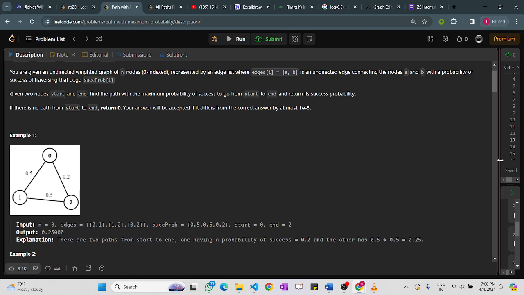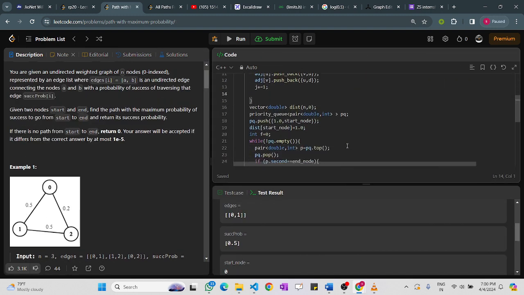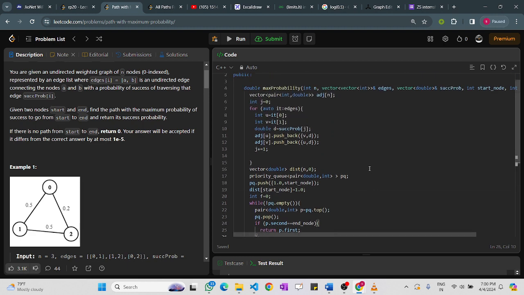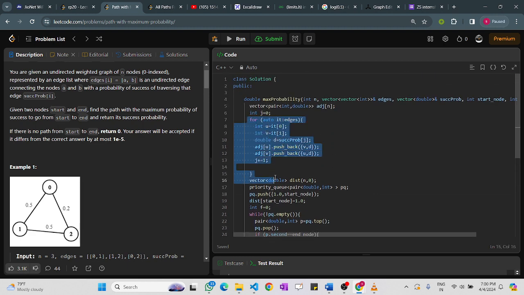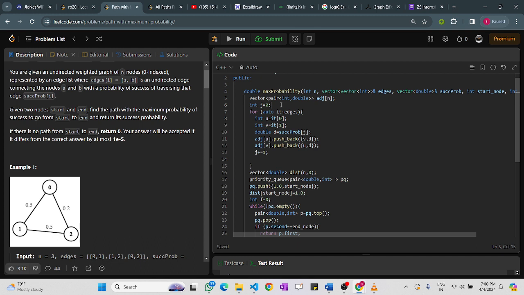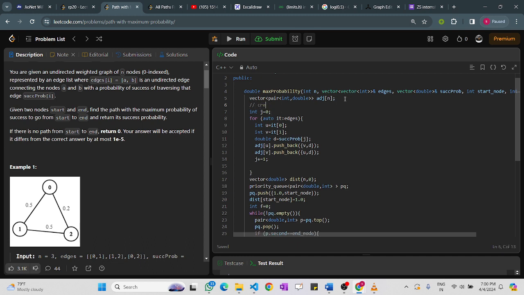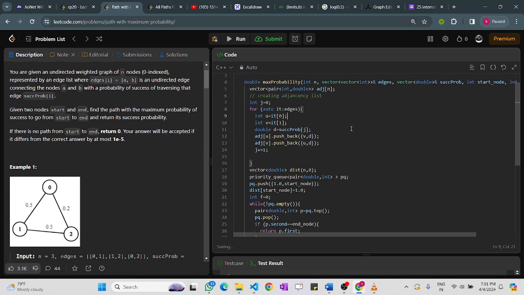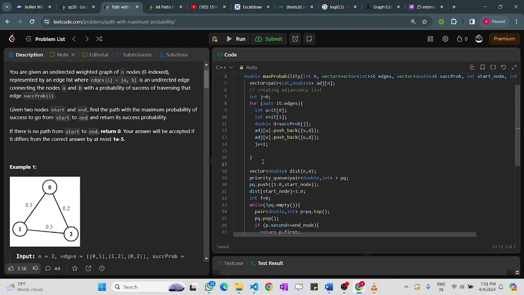Okay, so this was my code. What I have done is that first of all I created this adjacency list. If you know Dijkstra, then you are familiar with the adjacency list, how to create it from any 2D vectors or array. So this is the creation of the adjacency list, and this is the DIST vector.